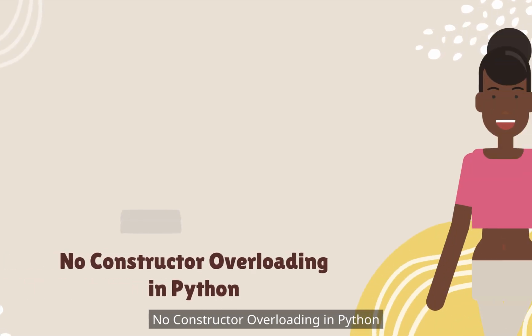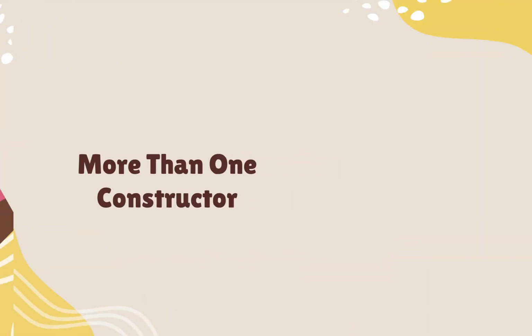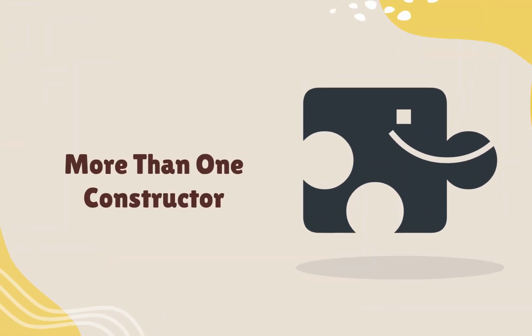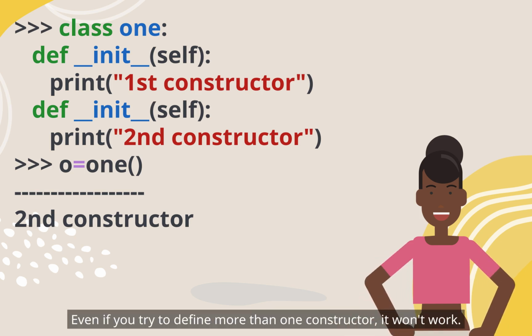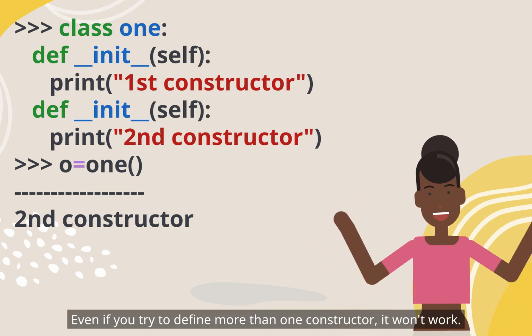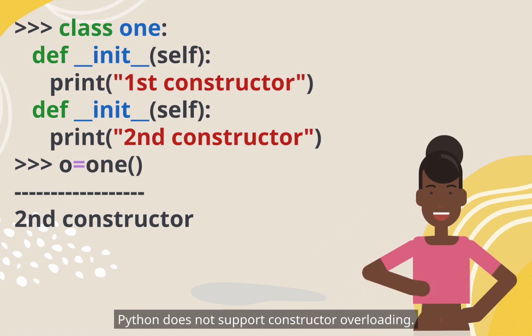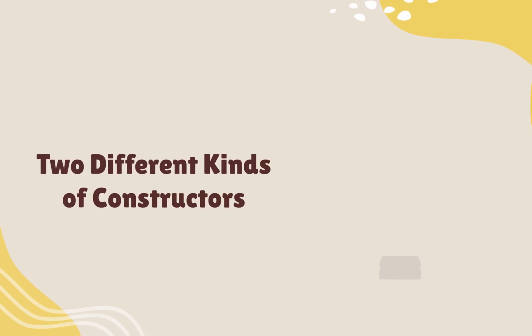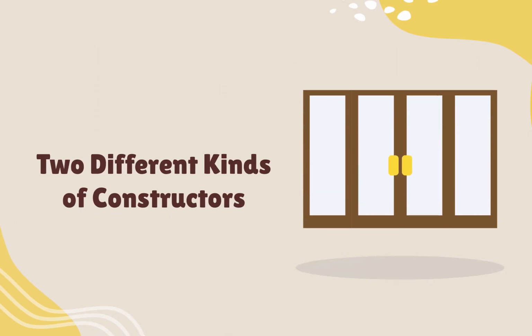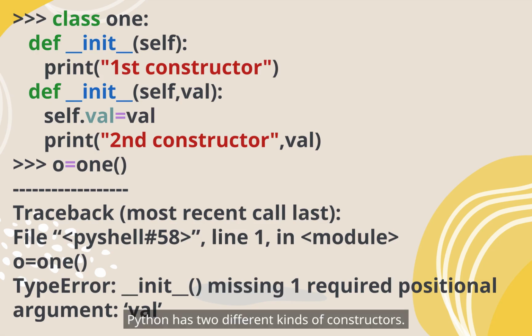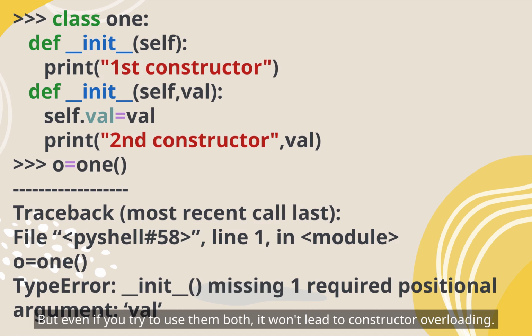No constructor overloading in Python. Even if you try to define more than one constructor, it won't work. Python does not support constructor overloading. Python has two different kinds of constructors. But even if you try to use them both, it won't lead to constructor overloading.